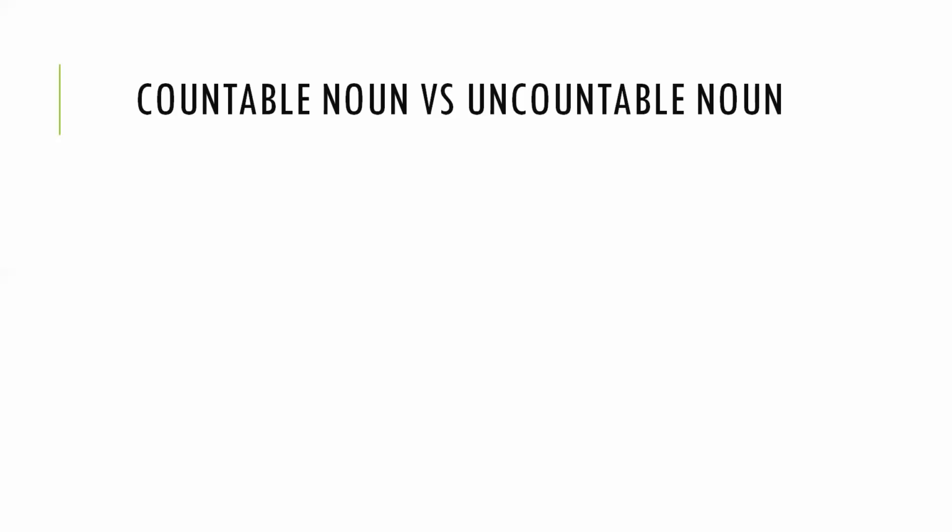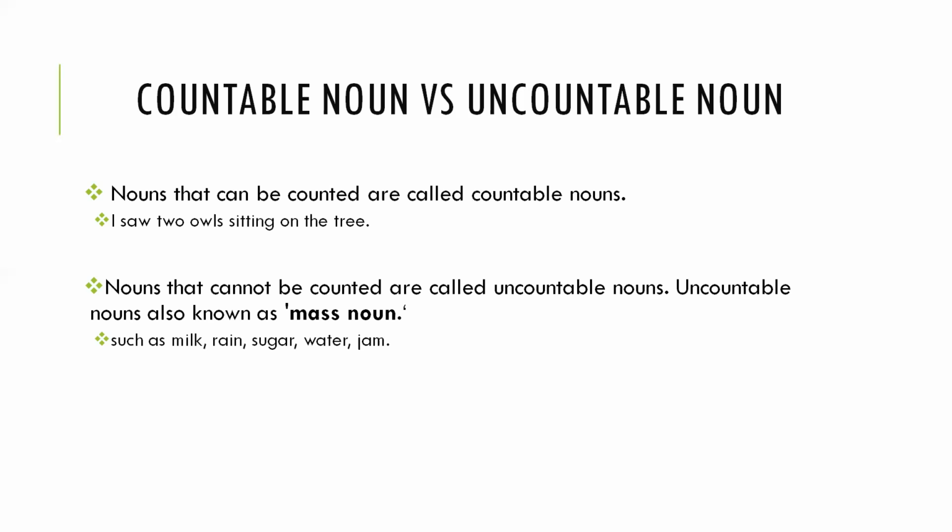So what is a countable noun and what is an uncountable noun? Countable nouns: nouns that can be counted are called countable nouns. I saw two owls sitting on the tree. I can see them clearly because the number is small. Okay, when the number of countable nouns is small, we can easily count them.